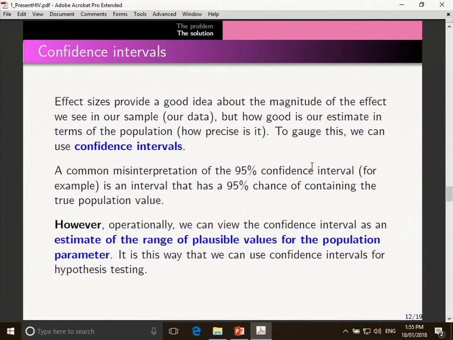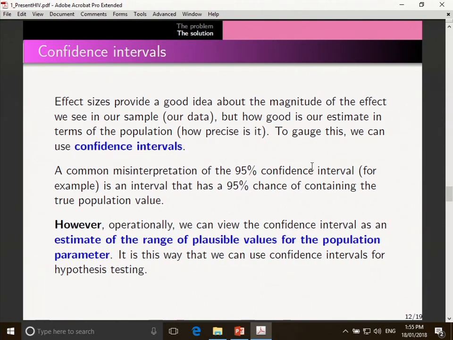So effect sizes provide a good idea, in terms of the outcome variables we're actually using, about the magnitude of the effect we see in our sample. But that's not enough alone. We've seen this already. It's not just the effect size itself. So an odds ratio, for example, we need a little bit more. We need to say, is it a good estimate? Is it a good estimate of reality? So to gauge this, we will use confidence intervals.